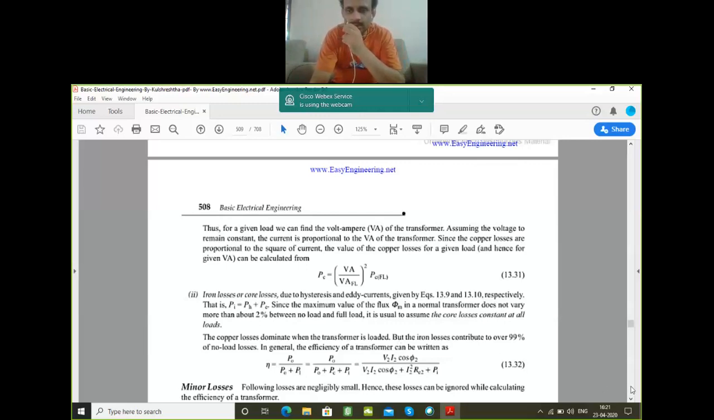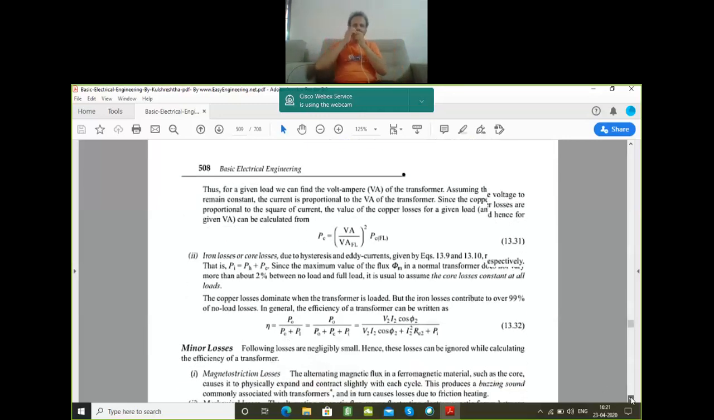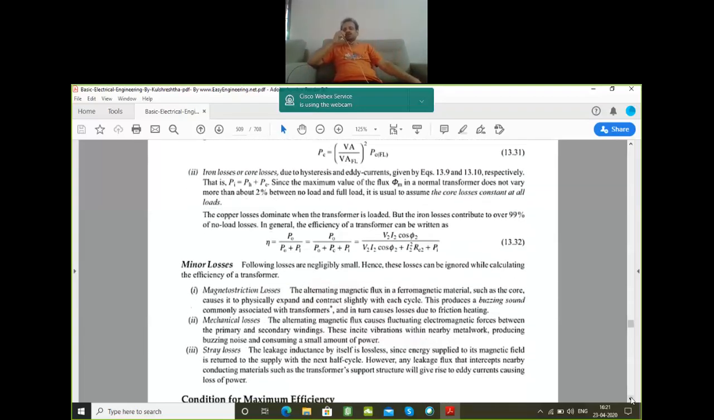There are three types of minor losses that occur in the transformer. Minor losses are quite negligible, and these losses can be ignored while calculating the efficiency of the transformer. The three types are magnetostriction losses, mechanical losses, and stray losses.